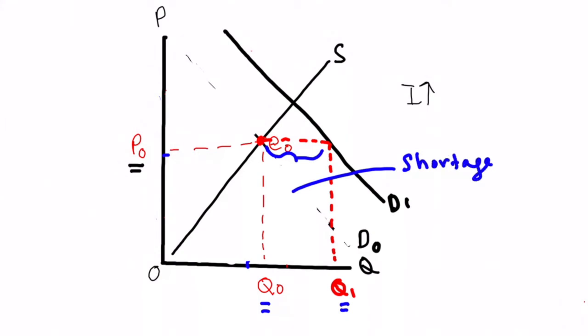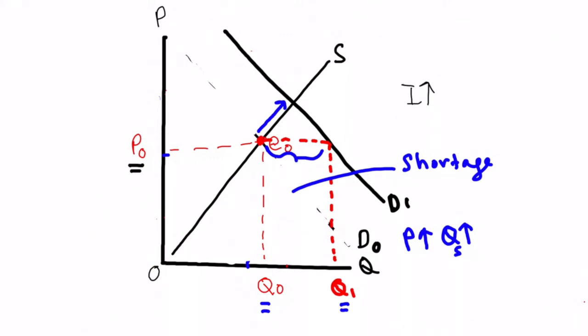Now, what happens when the economy is experiencing a shortage? Producers will increase the price, right? So when the producer increases the price, what happens? Quantity supplied is going to increase. So can you see? Now the quantity supplied will increase from Q0 to a new point. Okay, I'm not going to put the point yet.